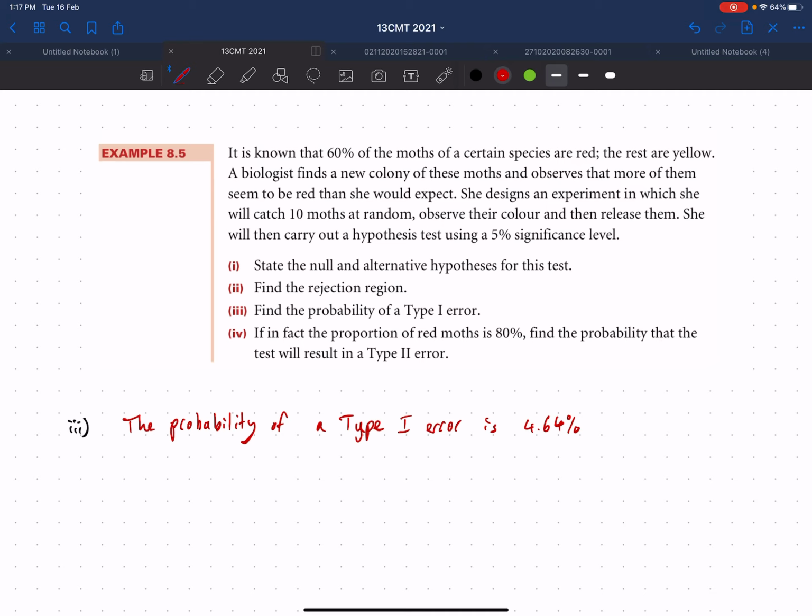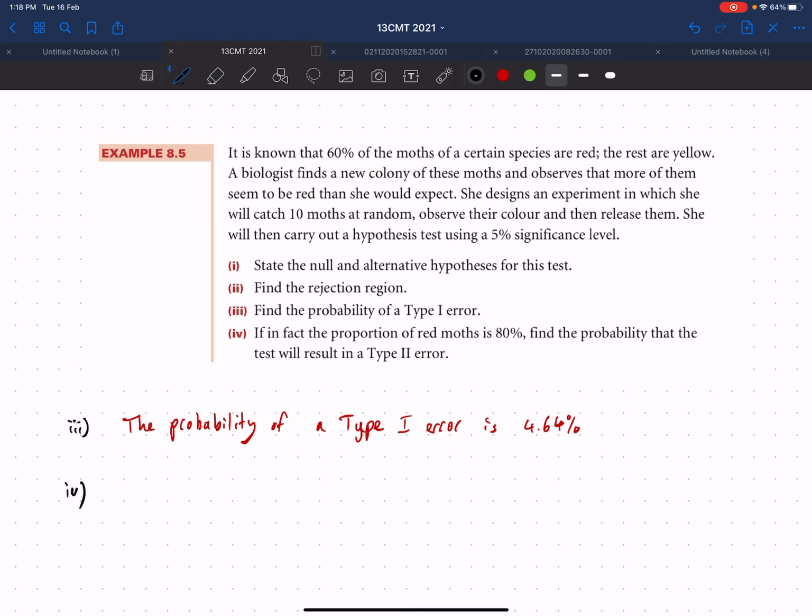Okay. Part 4 says, if in fact the proportion of red moths is 80%, so if in actuality there is a different proportion of red moths, as in we should be accepting our alternative hypothesis, find the probability that the test will result in a type 2 error. Okay, so this is more complicated and requires doing some more math. Part 3 was just using what we've already calculated. Part 4, we are going to need to recalculate some values, because we've actually got a new distribution here.